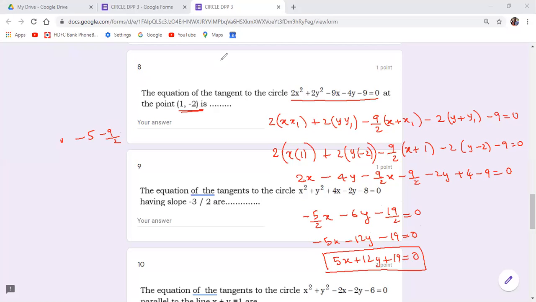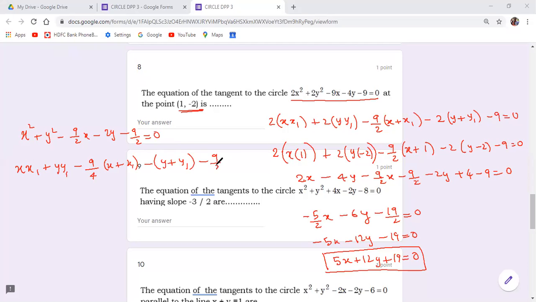Now look at the other way of doing the problem. Suppose you change the equation to the general equation: x squared plus y squared minus 9 by 2x minus 2y minus 9 by 2 equal to 0. What did you do? You divided the whole equation by 2, no? Yes, sir. Right hand side, you divide by 2 or multiply by 2, because right hand side is 0, it doesn't make any difference. Now your answer will be x1 plus y1, 9 by 4 it will become. And this becomes minus y plus y1 minus 9 by 2 equals 0.